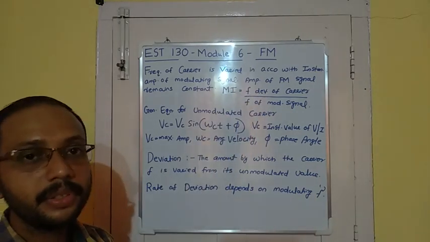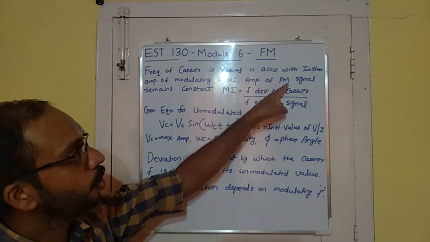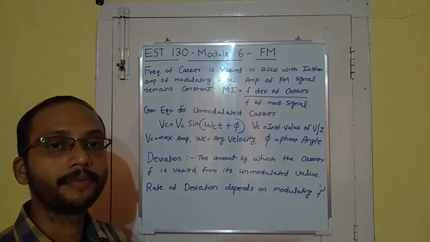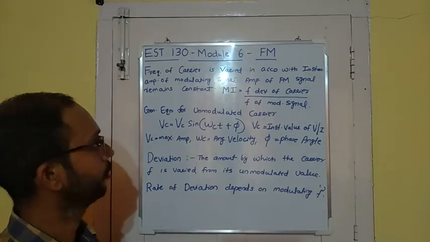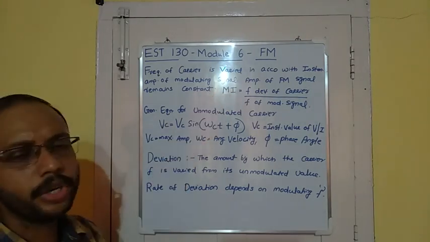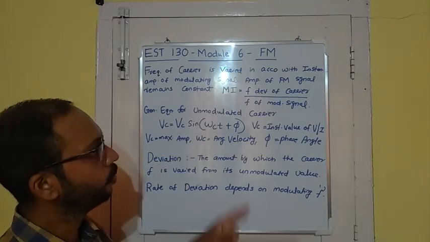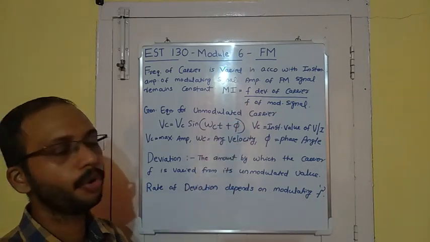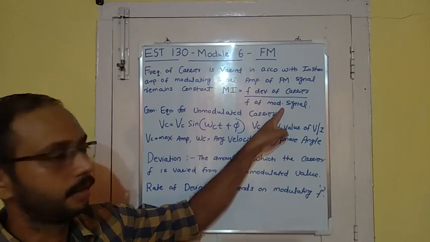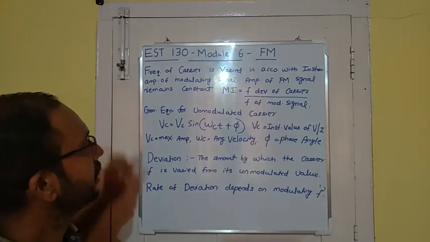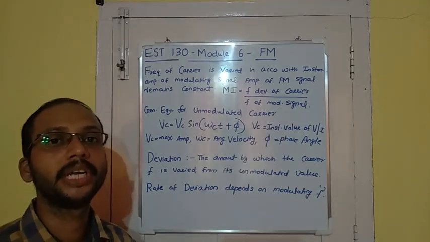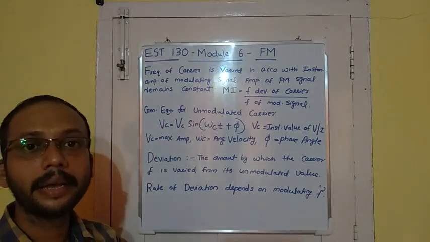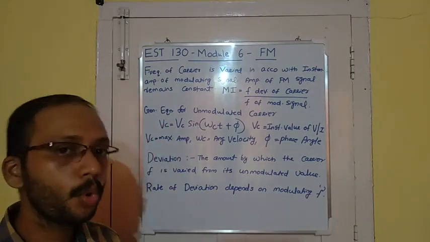So, in frequency modulation, the amplitude of the FM signal remains constant, or the amplitude of carrier remains constant. The modulation index MI is equal to the frequency deviation of carrier divided by the frequency of modulating signal. This is the general equation for unmodulated carrier, or this is the equation for carrier before modulation.